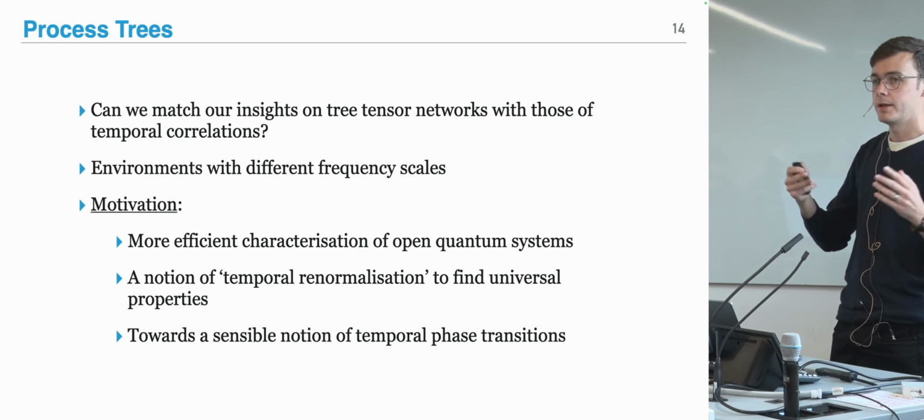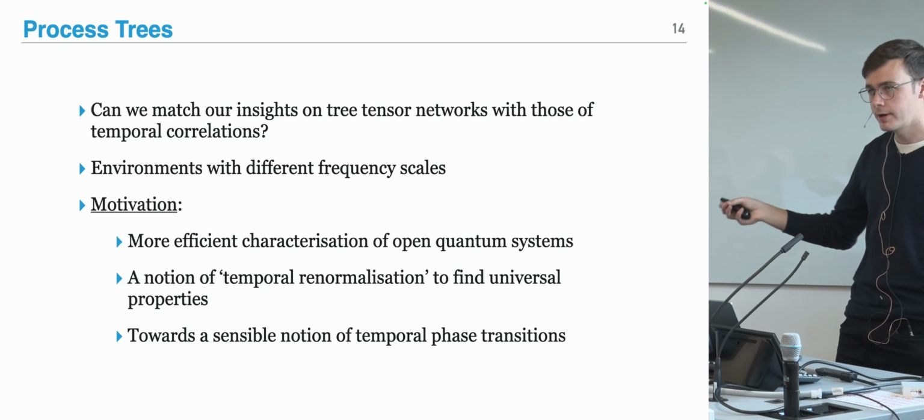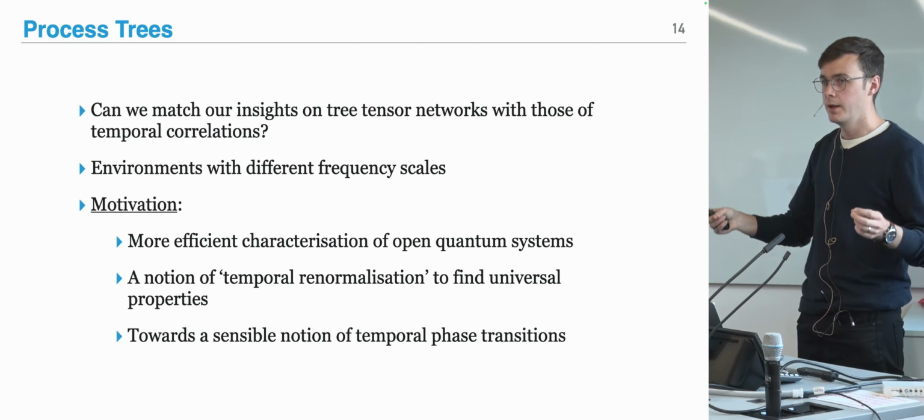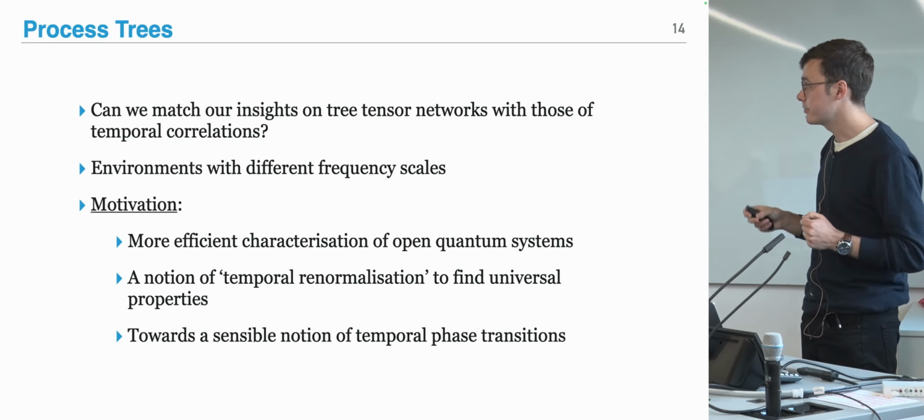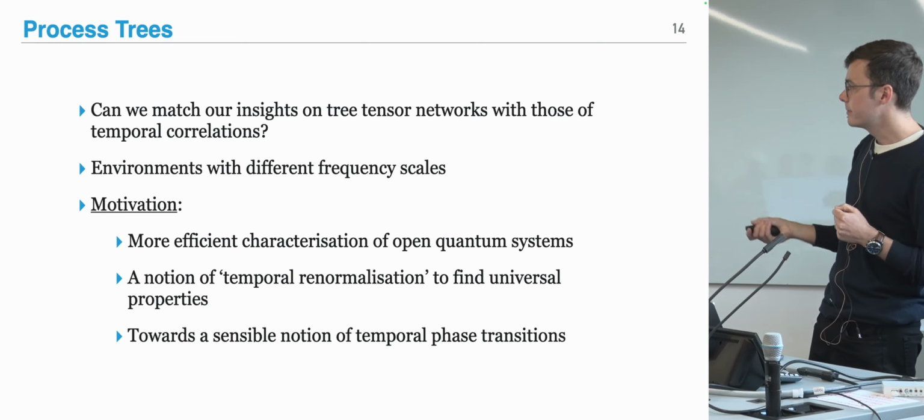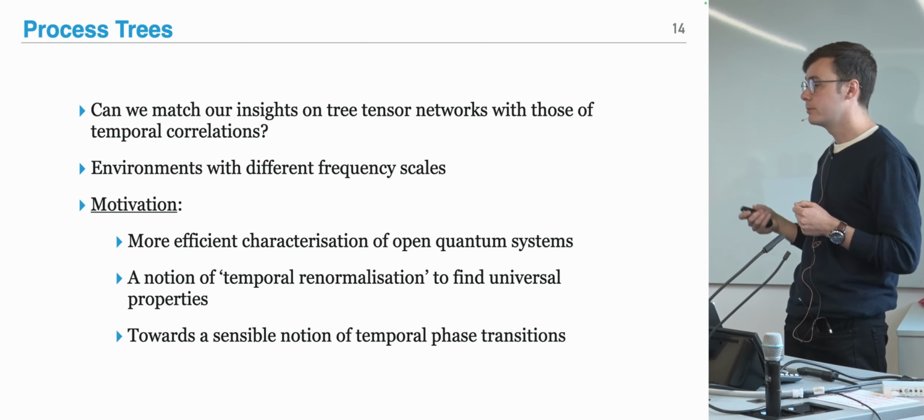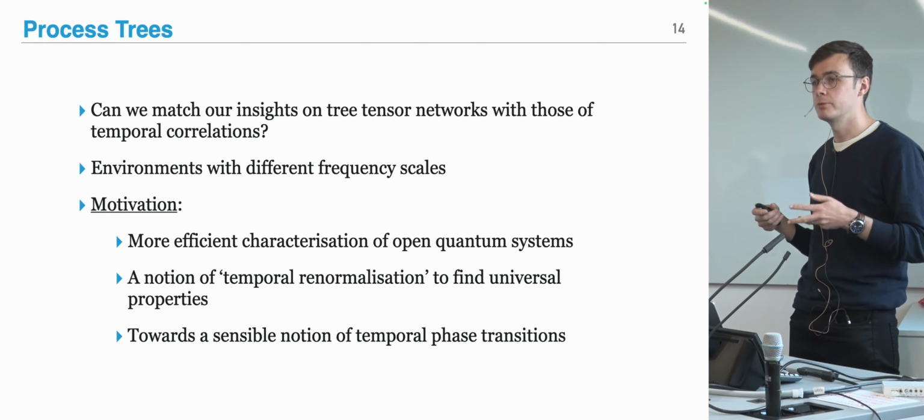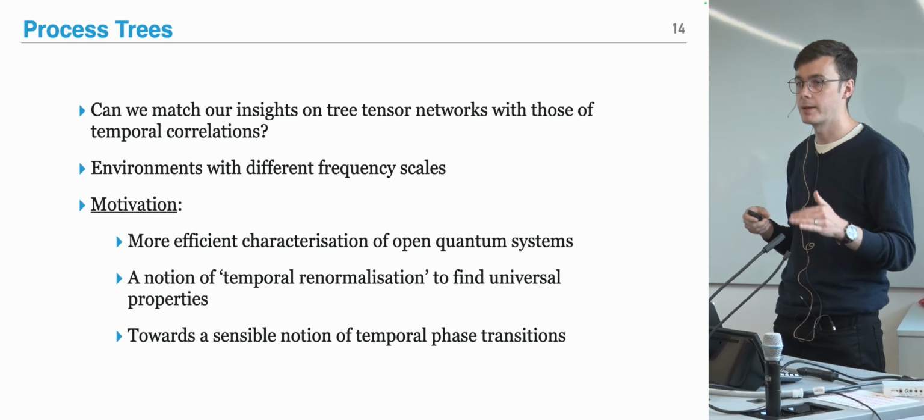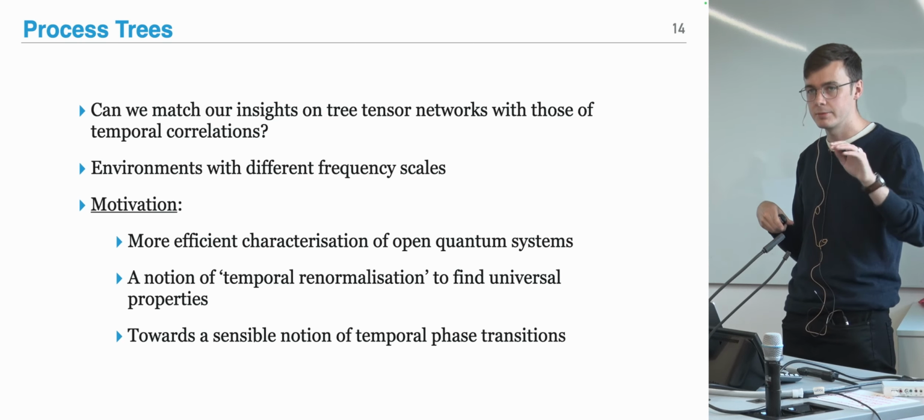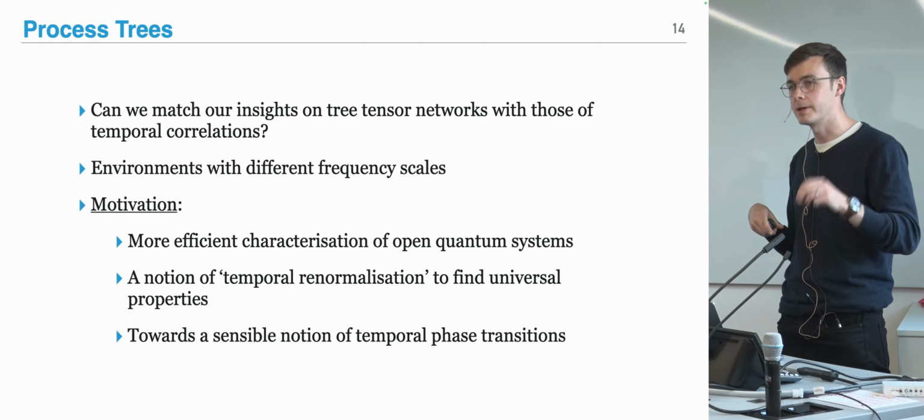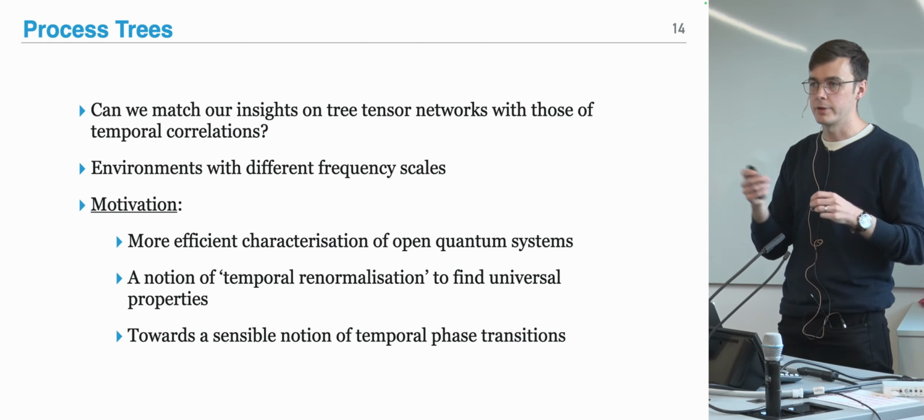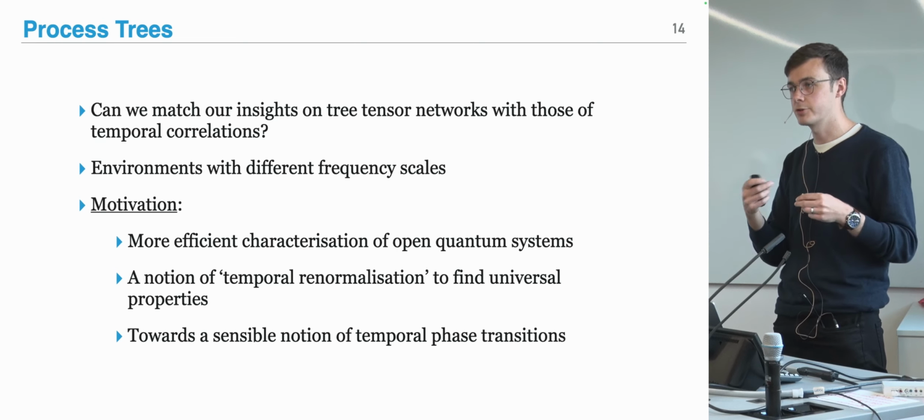So in the spatial case, we had long-range spatial correlations, which, as you remember, are distributed by this tree-like structure. And we can imagine a similar physical scenario could be an external environment which has different frequency scales. So maybe we have some very high frequency, some rapid interaction where information is being quickly exchanged. And so we would expect that to distribute short-range correlations.